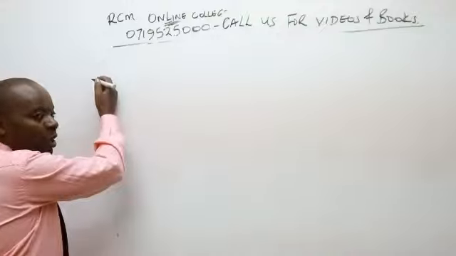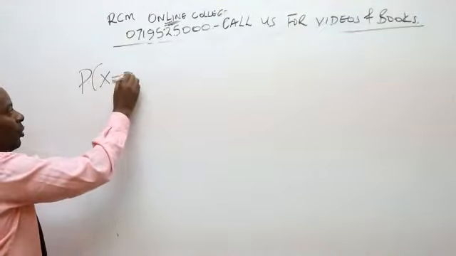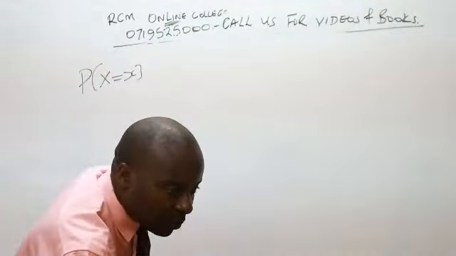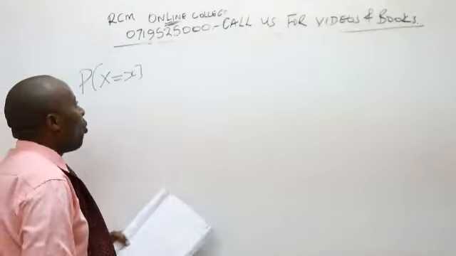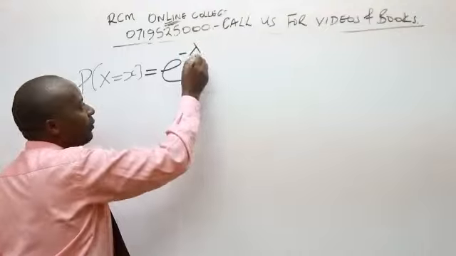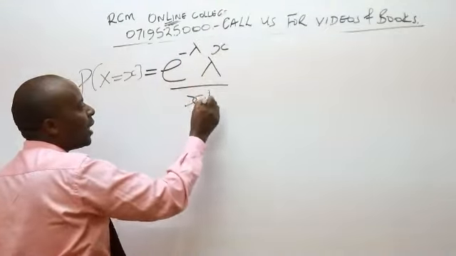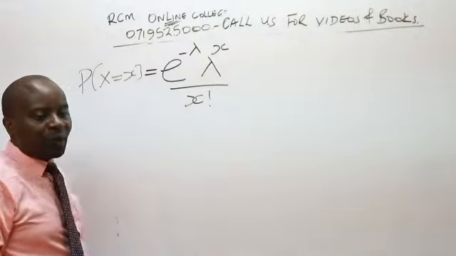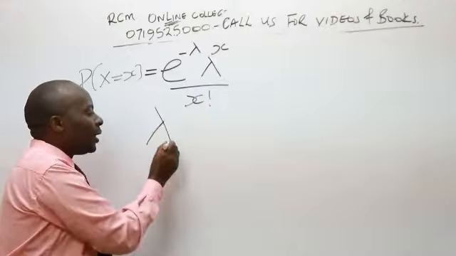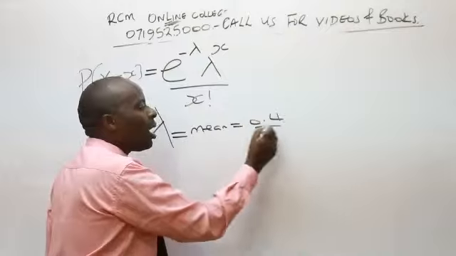If it's a Poisson distribution, then the very first thing we need to do is to jot down the formula. Probability of X being equal to x will be, if it's Poisson, e raised to negative lambda, lambda raised to x, all over x factorial. Remember that this lambda is our mean, which has been given to us in the question.